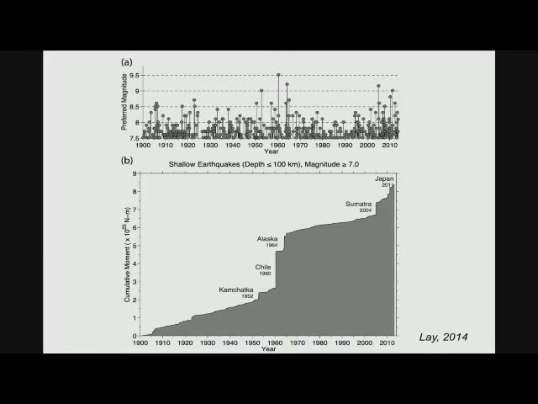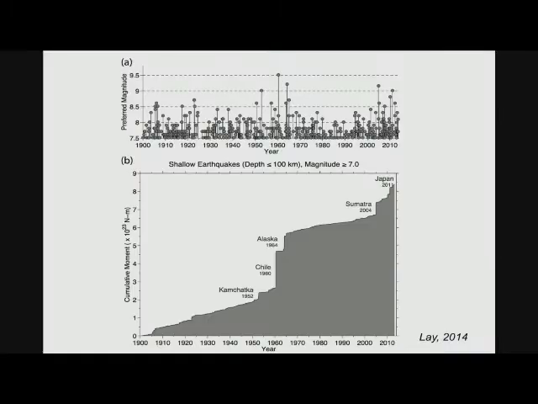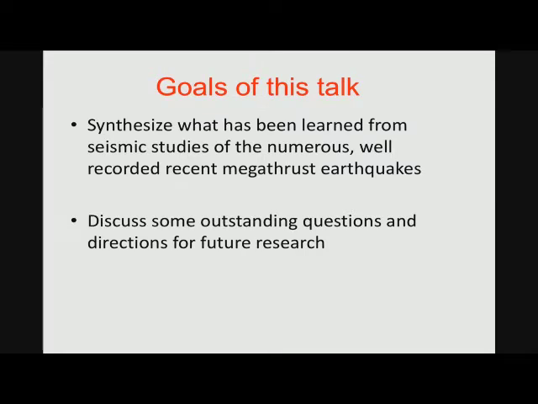It's interesting. There are some papers about that, but I am going to use the fact that we have this amazing number of large earthquakes that have occurred when geophysical instrumentation was really exploding, and that they're very, very well recorded, and we've learned a tremendous amount about megathrust earthquakes from that data. So what I want to do today is to really try to synthesize what we've learned from studying those recent large earthquakes, and then discuss some outstanding questions and directions for future research.